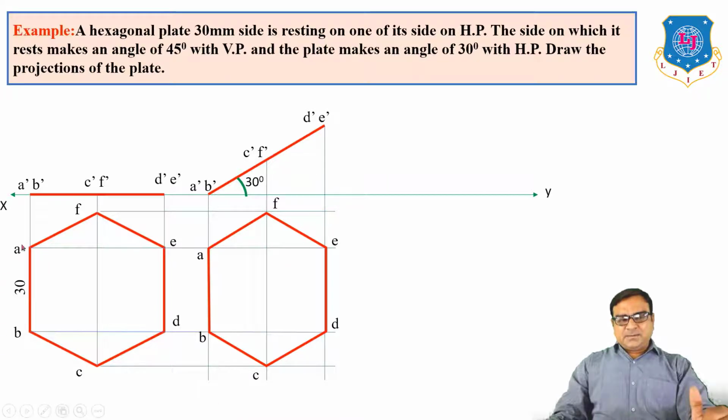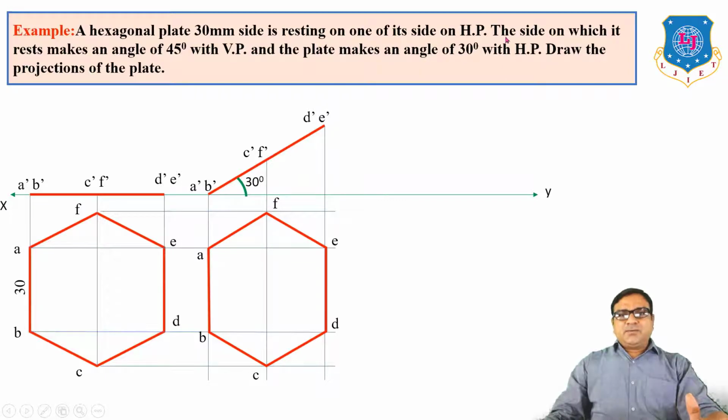So which lines measure 30 mm? Here AB and ED. Their top view remains the same, meaning the length of the top view is 30 mm, but the remaining 4 lines, because they are inclined to HP, will be less than 30 mm.